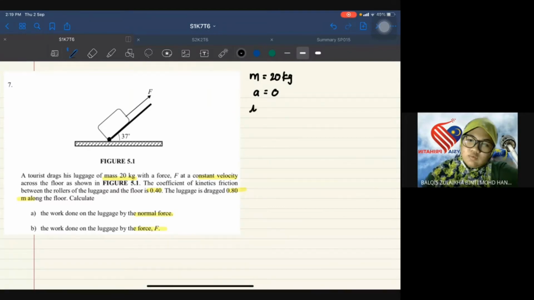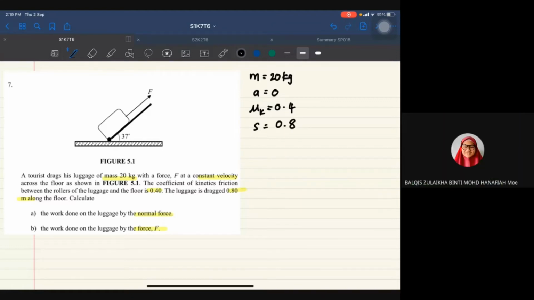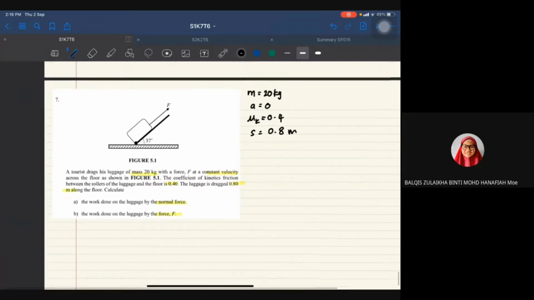Mu K is equal to 0.4. There's no unit for mu K. S is equal to 0.8 meter. Okay, double check the unit. Always double check the unit. Make sure you use the SI unit.